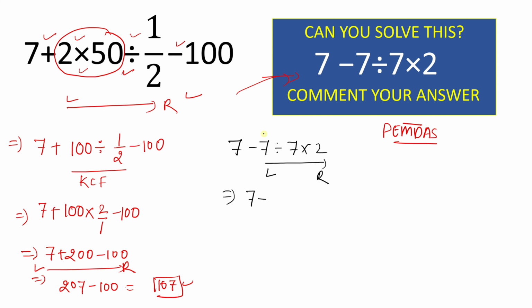7 minus 7 divided by 7 will give the result 1 times 2, and 7 minus 1 times 2 will give the result 2, and 7 minus 2 will give the result 5. So for the second question we have the answer 5.